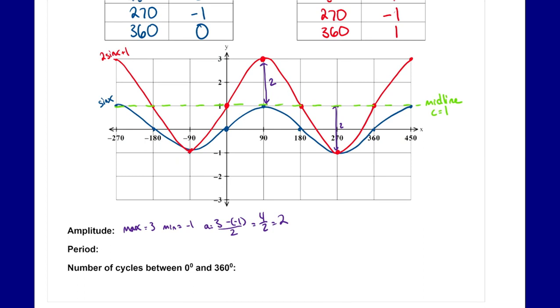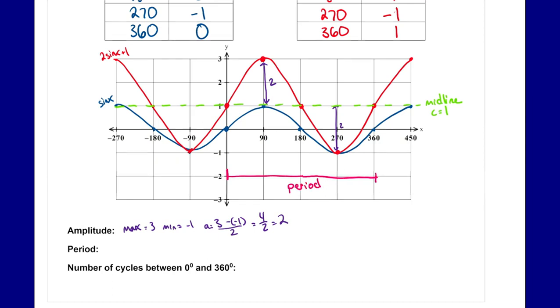The period is the length of one cycle. So I'm looking for where my values repeat, or where the pattern repeats. I can start at 1 here. I go to 1, but my pattern goes downward, so I'm not quite done yet. I go over here to where my pattern comes up. So this is 1 period.